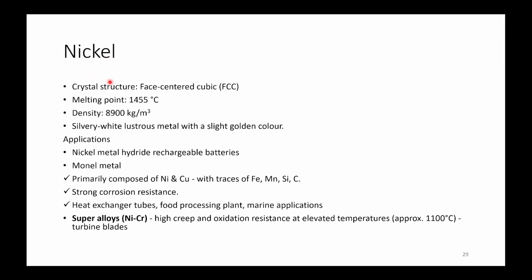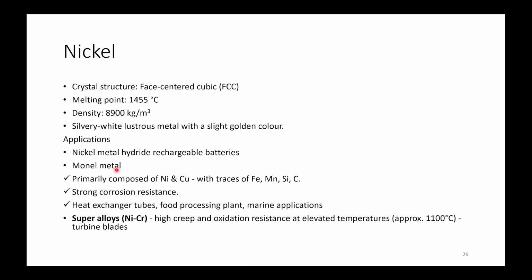Nickel. Now it has crystal structure FCC. It has melting point 1455 degrees C and density is 8900 kg per meter cube. It is also a heavy metal, and it has silvery white luster and a slight golden color. Now its applications are in making nickel metal hydride rechargeable batteries, in making Monel metal.